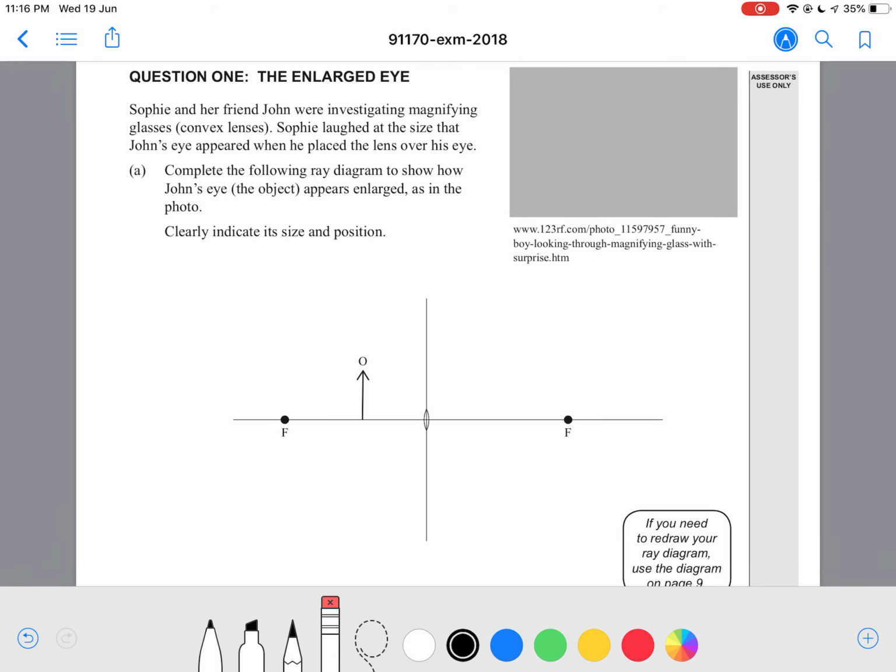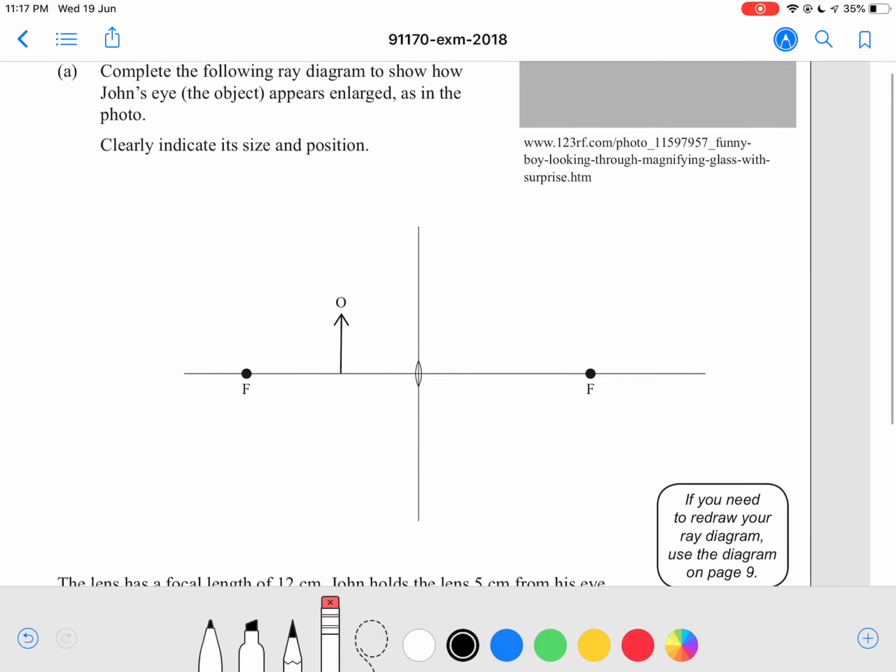Question 1, the enlarged eye. Sophie and her friend John were investigating magnifying glasses, convex lenses. Sophie laughed as the size of John's eye appeared enlarged when he placed the lens over his eye. Complete the following ray diagram to show how John's eye, the object, appears enlarged as in the photo. Clearly indicate its size and position.